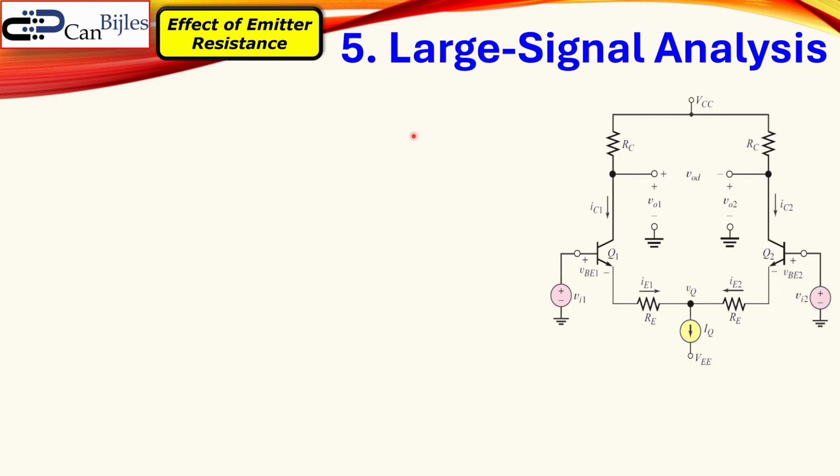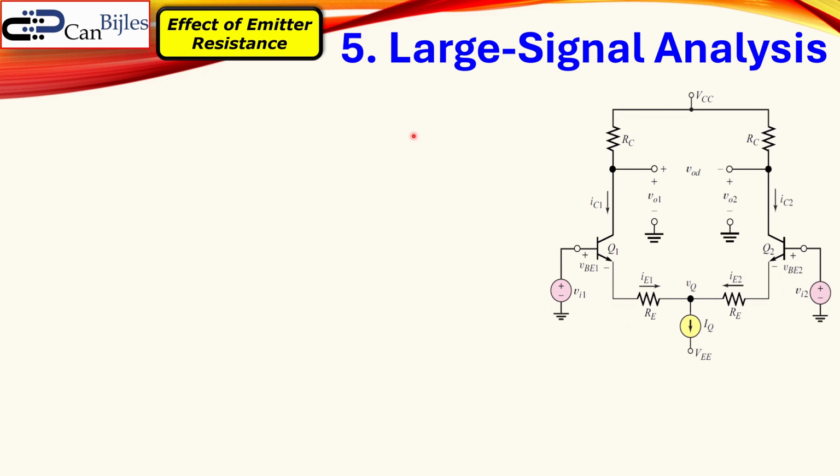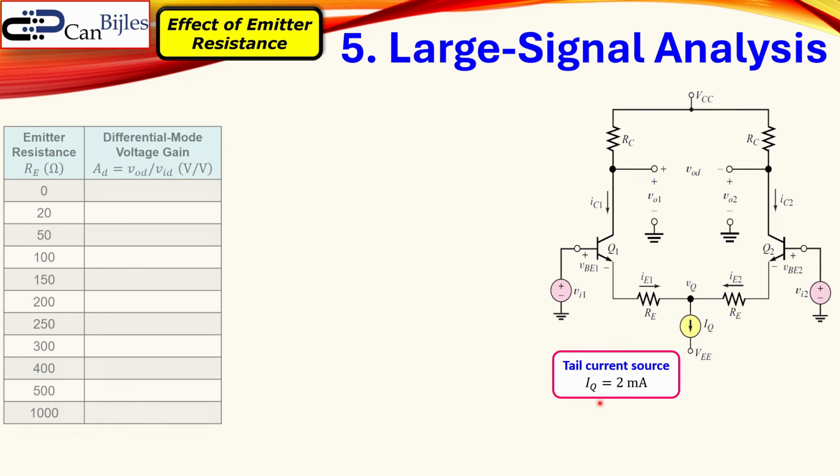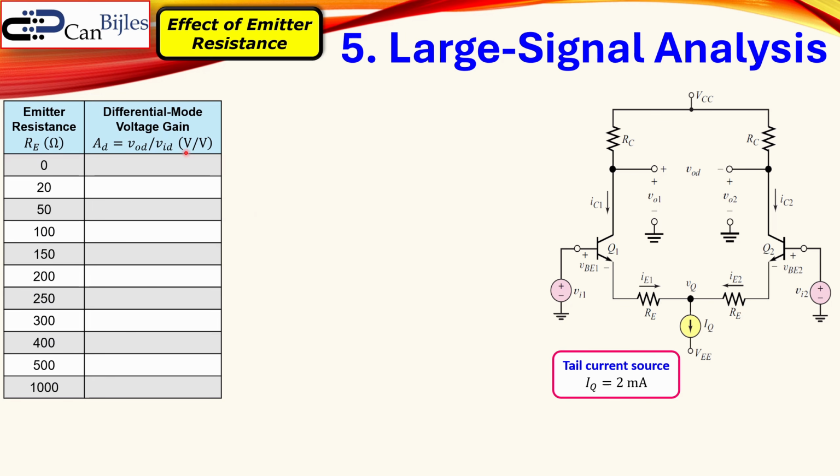Okay, let's continue and look at the situation for, again, adding this RE in more detail. Let's say that we have a tail current of 2 milliamps. Let's say this is our tail current source we have selected. And we can look now at our differential mode gain if we have a different value for our RE. Now, if the RE is 0, so there is no resistor here, so this is actually our initial circuit, how much is our differential mode gain? For the first case, the RE is 0.